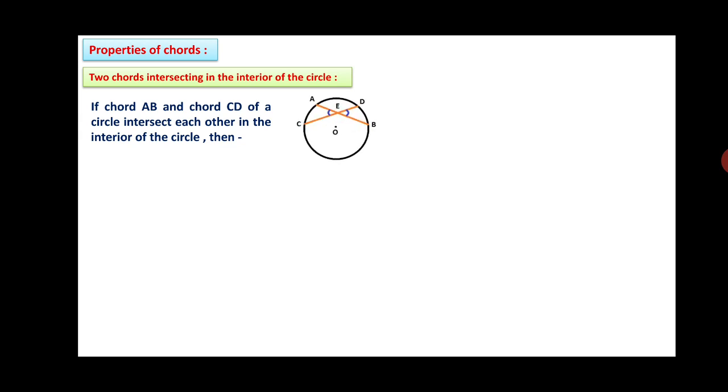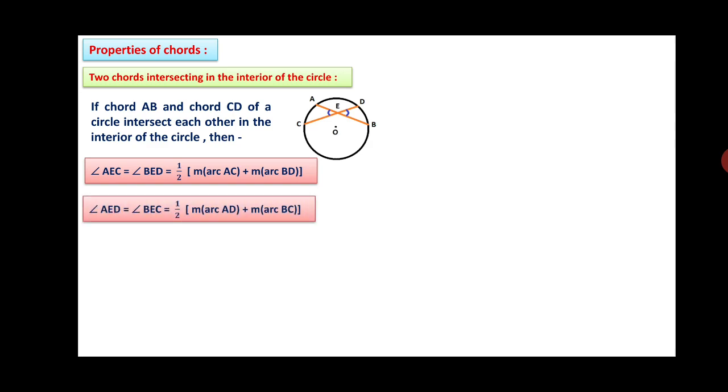You will get it. So, properties of the chords. Two chords intersecting in the interior of the circle. If chord AB and chord CD of a circle intersect each other in the interior of the circle, see the figure. In point E, those two are intersecting. At that time you will get angle AEC as marked in the figure, or angle BED, is equal to half of the measurement of arc AC plus the measurement of arc BD.